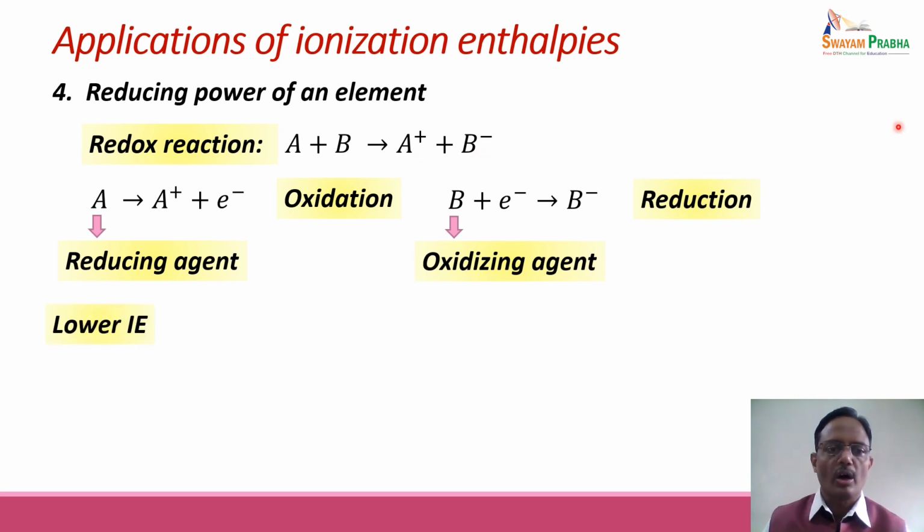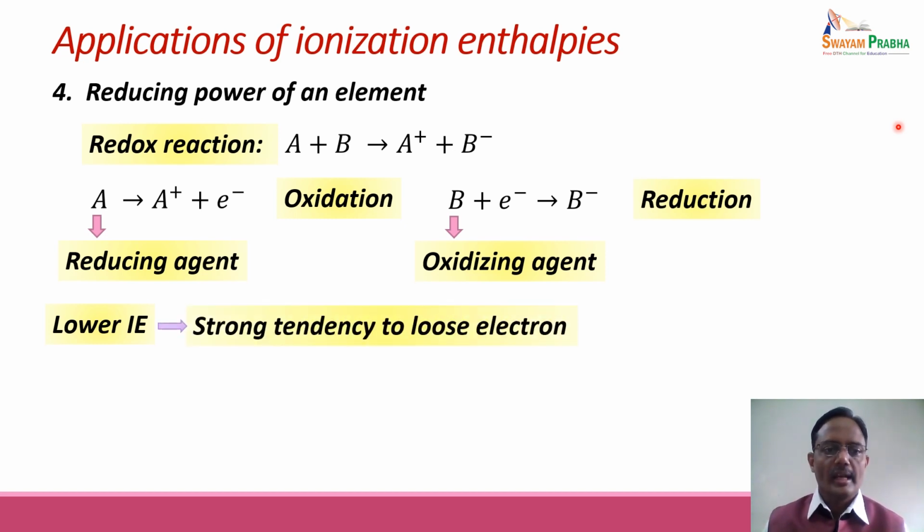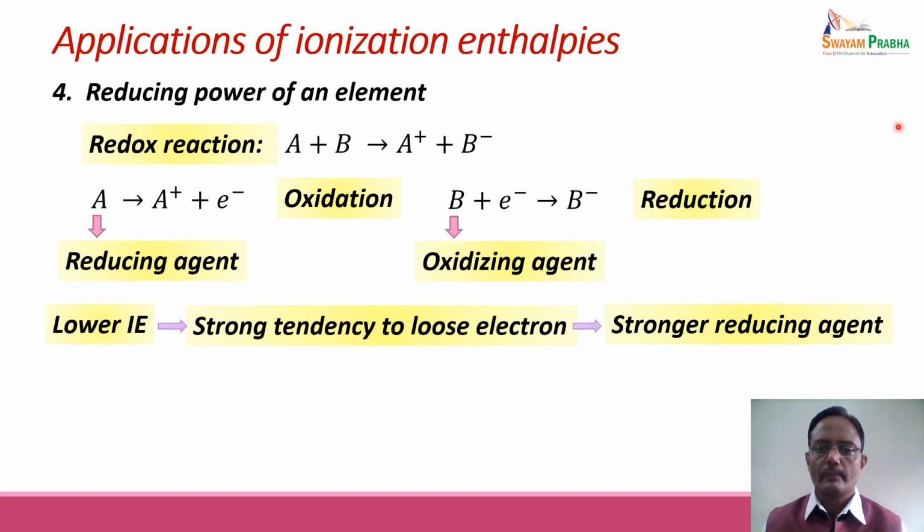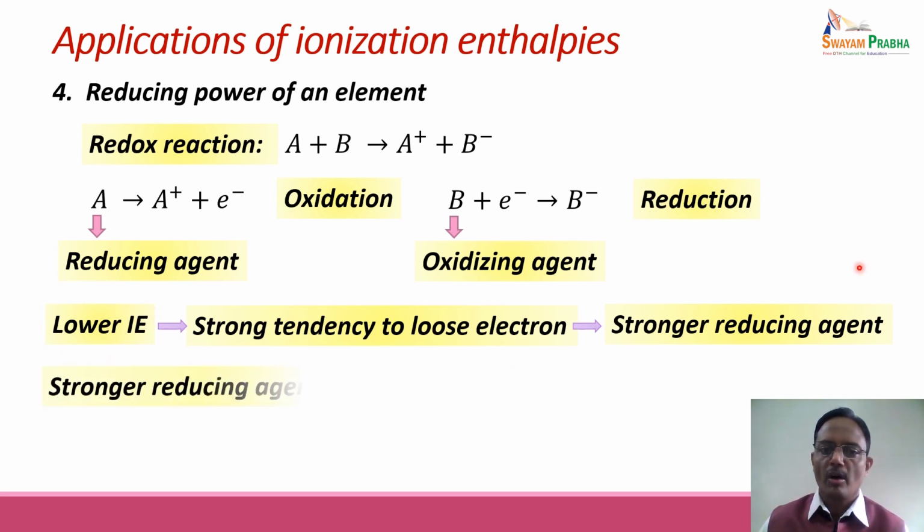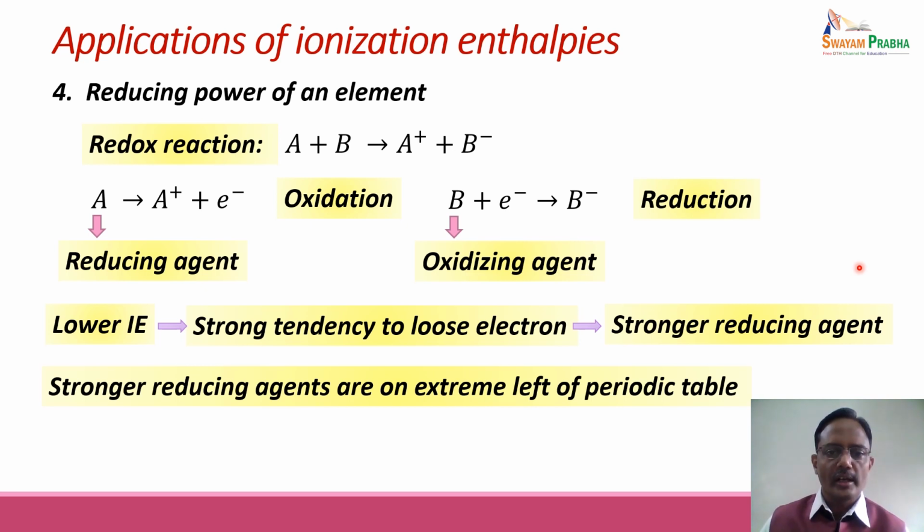Now what is the reducing power of an element? We know that if ionization enthalpy is low, then the element will have a very strong tendency to lose electron. And if it has a tendency to lose electron, it will act as a stronger reducing agent because it will give electron to the other species or other element. So the strength of the reducing agent is a function of the ionization enthalpy of the element. Stronger reducing agents are present on the extreme left of the periodic table because the elements on the left hand side have very low values of ionization enthalpy.